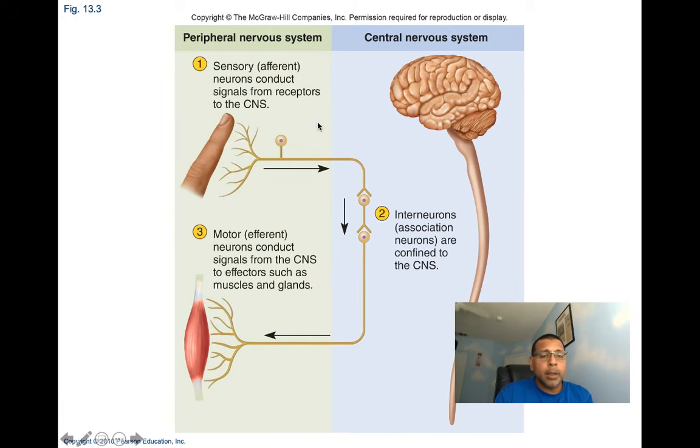So here we could see sensory or afferent neurons are going to be responsible for conducting signals from our receptors to the central nervous system, the brain and the spinal cord, where the interneurons, or association neurons, which are confined in the CNS, will be responsible for integrating that information. And then they'll dictate a motor response via our motor or efferent neurons, which conduct impulses to our effectors, such as muscles and glands.